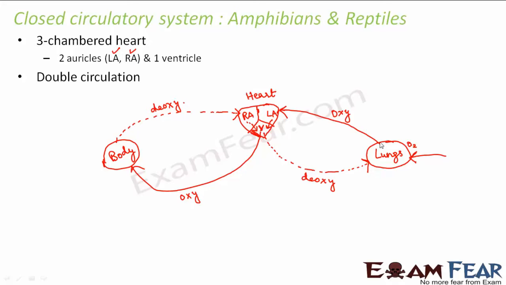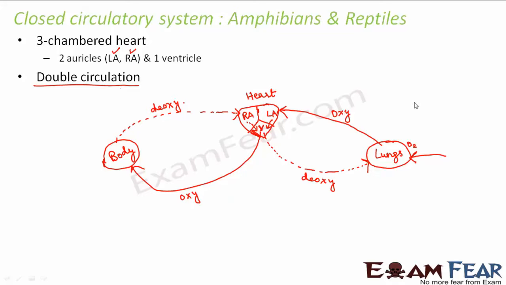That is, oxygenated blood from lungs to different parts of the body, deoxygenated blood from body to lungs. So in this entire cycle, the blood crossed the heart 2 times, right? Once when this oxygenated blood crossed the left auricle and ventricle, again when the deoxygenated blood crossed the right auricle and the ventricle. So that is why this is known as double circulation, because the blood passes through the heart twice during one cycle of circulation.